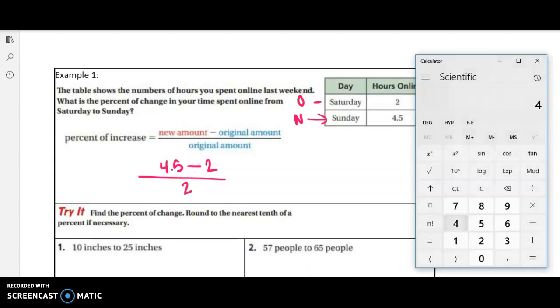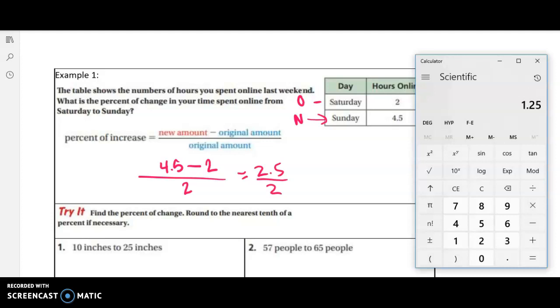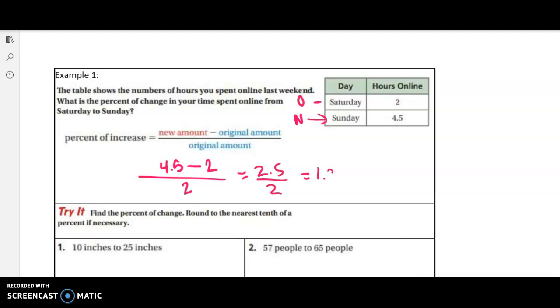And so you're going to do 4.5 minus 2. You have to hit enter first or else it won't know the order of operations. So we get 2.5 divided by 2. And then you can divide that answer by 2, and we get 1 and 25 hundredths. This, however, is not a percent. So we have to then take this number and multiply by 100. And that gives us our percent of increase, which is 125%.